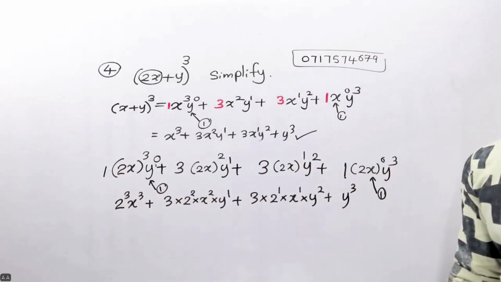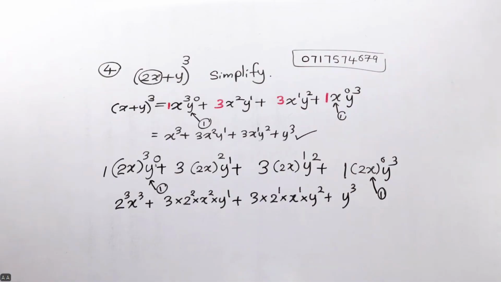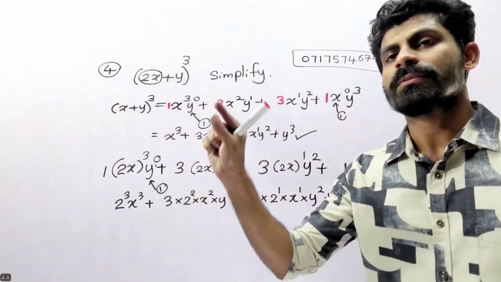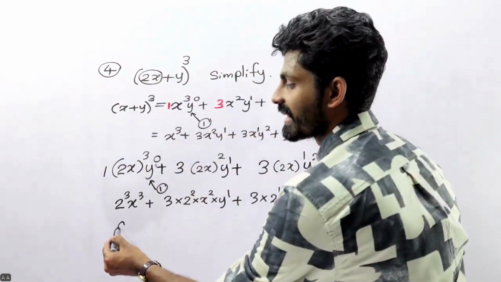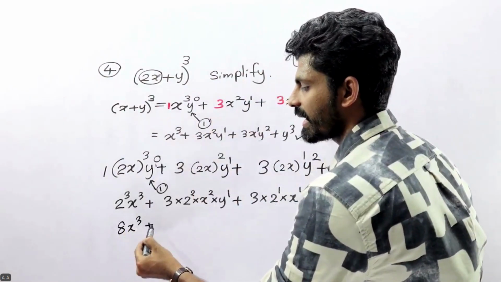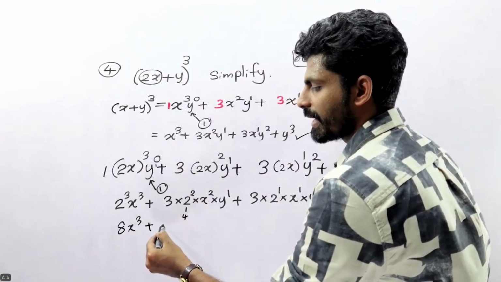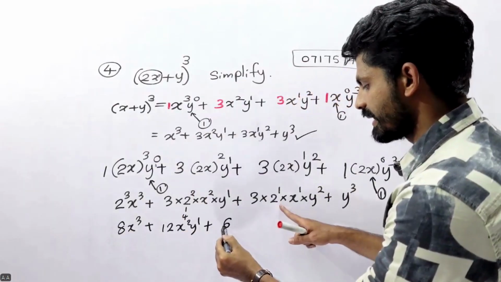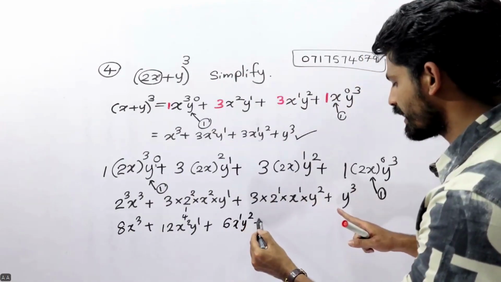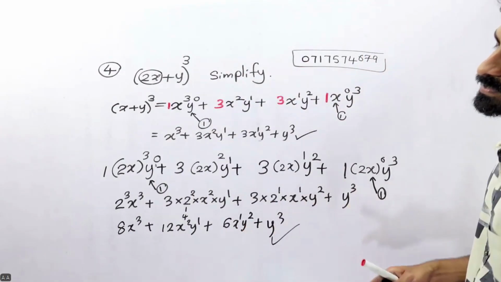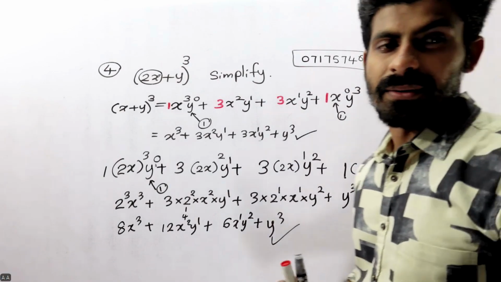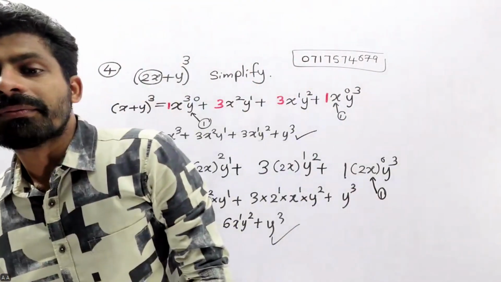Then you can simplify this one. 2 to the power 3 means 2 multiplied by 2 multiplied by 2, 8. 8x to the power 3. 3 into 4, 12, x squared y. 6 x y squared, y to the power 3. Right? Okay. Question number 4.